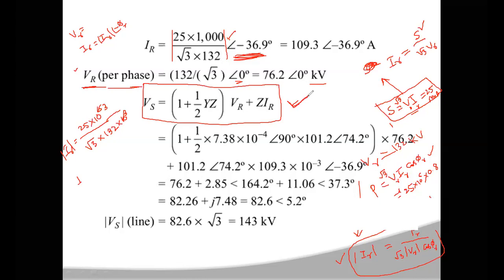But if you don't remember this formula, then you have to draw the vector diagram and develop the equation for Vs. That's why I asked you to remember the ABCD parameters for all the transmission lines. For a short transmission line, A is 1, B is Z, C is 0, and D is 1. And for the medium transmission line with the end condenser method, you will have 1 plus YZ, Z, and so on.